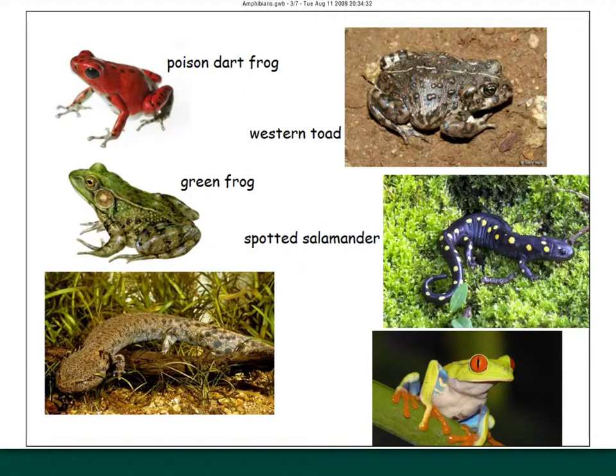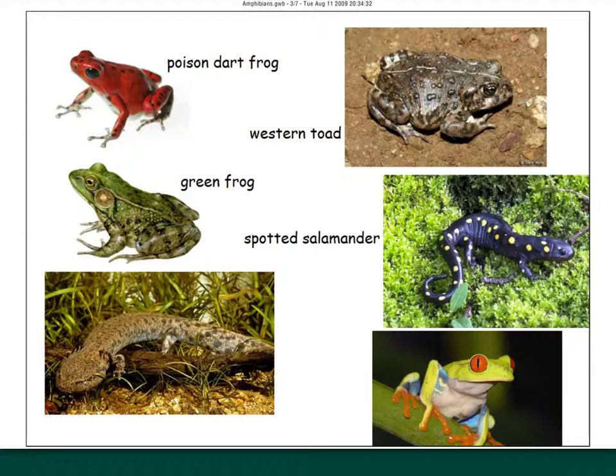Here are some different types of amphibians that you can see. Frogs, toads, salamanders, and newts are all amphibians. You also have blind, limbless amphibians, your caecilians. We'll talk more in a second. Again, look at the poison dart frog. You know it's poisonous because it's red. Bright colors, again, give away a sign that it's poisonous.